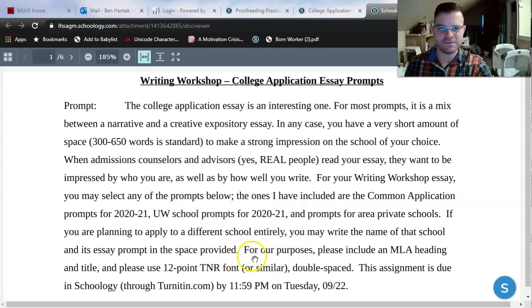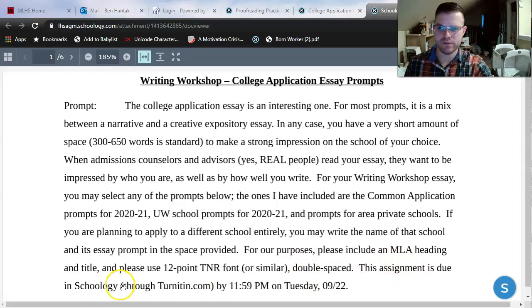Some formatting stuff, just like our last essay. Please include an MLA heading and title on your essay. I know most college essays don't require this, but for the purposes of this class, do that as practice, please. And use standard font. 12-point Times New Roman's my favorite. Double space your essay, which helps out with me giving feedback on it once it's time for me to grade.